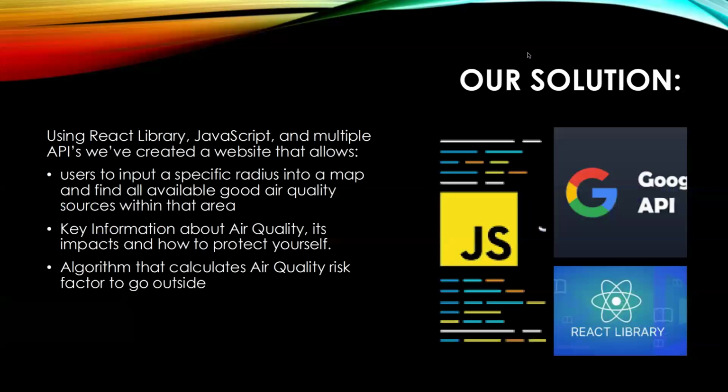Our solution. We use the React library, JavaScript, and multiple APIs such as Google Maps to create a website that allows users to input a specific radius into the map and find all available good air quality sources within that area. It updates dynamically with key information about air quality, impacts, and how to protect yourself, and includes an algorithm that calculates air quality risks and factors based on certain variables about yourself.